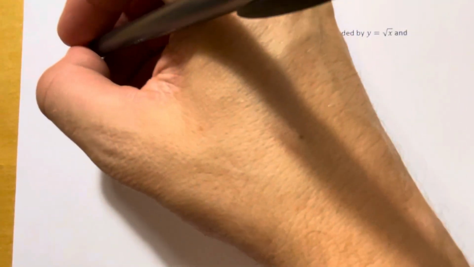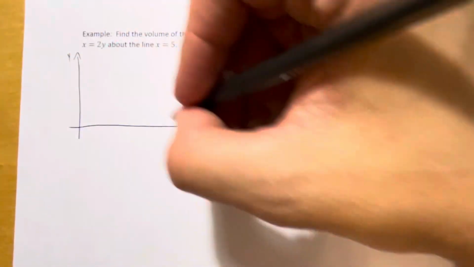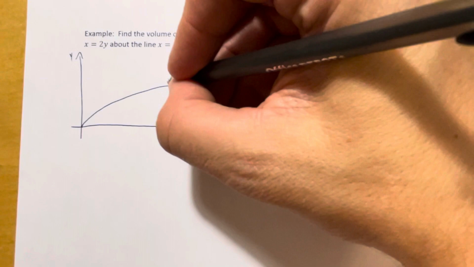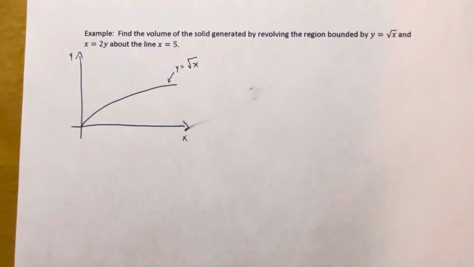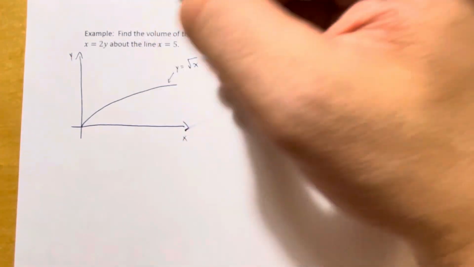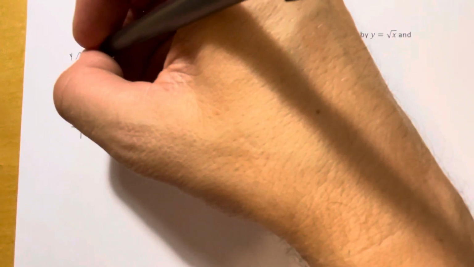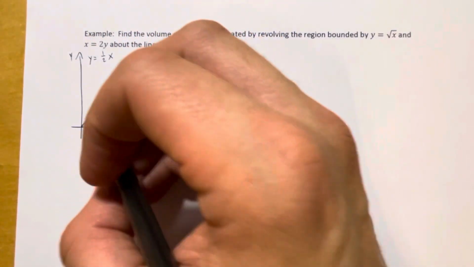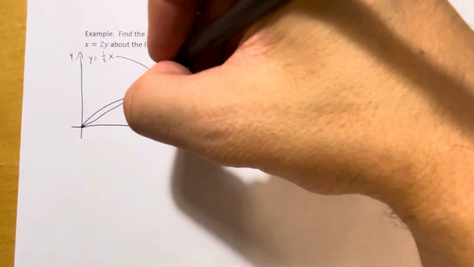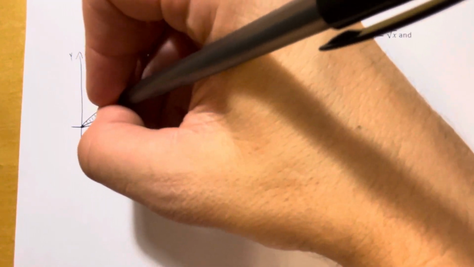So let's start by sketching our region. Again, I only need the first quadrant for this one, specifically because y equals the square root of x only lives in the first quadrant anyways. So that's y equals the square root of x right there. x equals 2y. That's a line, and you can either think of it as x equals 2y, or you can think of it as y equals 1/2 x if you wish. That's going to be a line with a slope of 1/2 passing through the origin, and it's going to look something like that.